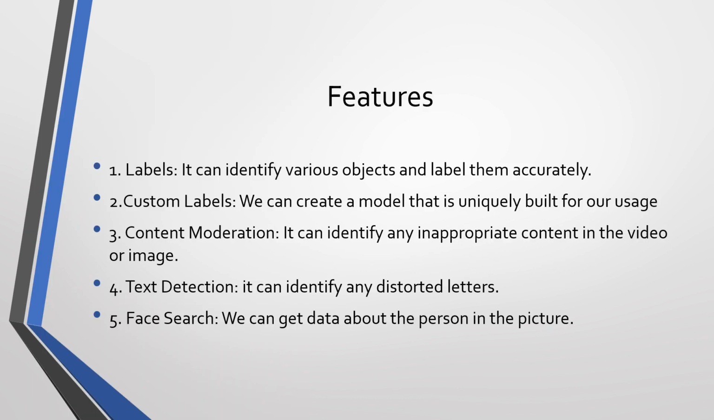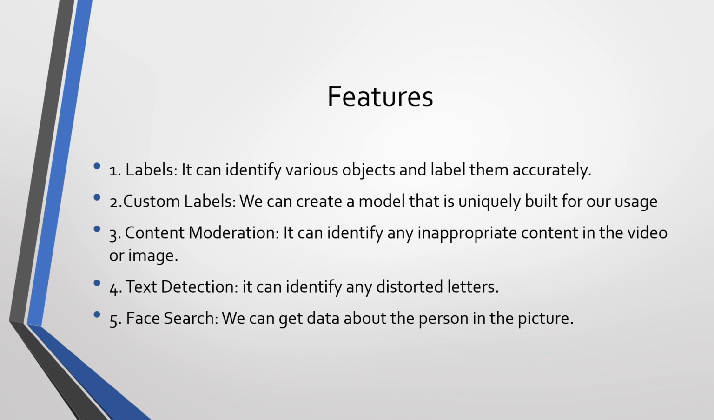The next is features. In short, we can say how exactly Amazon Rekognition is useful. I have listed out some. One is labels. If you give a picture, our model can identify different objects and label them accurately. And the next is custom labels. How about giving a picture which has different objects and also has your company logo? Our model has to detect the company logo, that is custom labels, which are built for our usage.